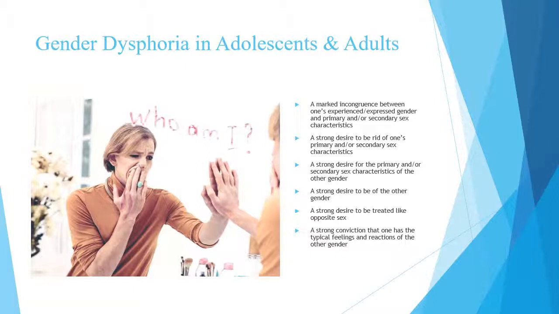2. A strong desire to be rid of one's primary and/or secondary sex characteristics. 3. A strong desire for the primary or secondary sex characteristics of the other gender. 4. A strong desire to be rid of the other gender. 5. A strong desire to be treated like the opposite sex. And 6. A strong conviction that one has the typical feelings and reactions of the other gender.